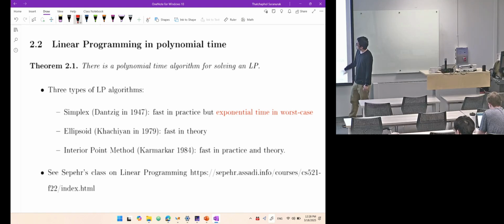But how to solve LP in polynomial time is not the scope of this course. I will not talk about that. If you want to learn, there are many online lectures, and this course also has a nice lecture note. So you can go there.